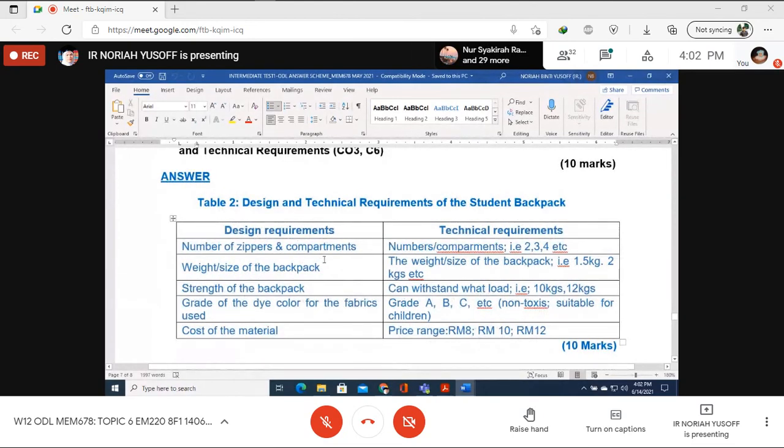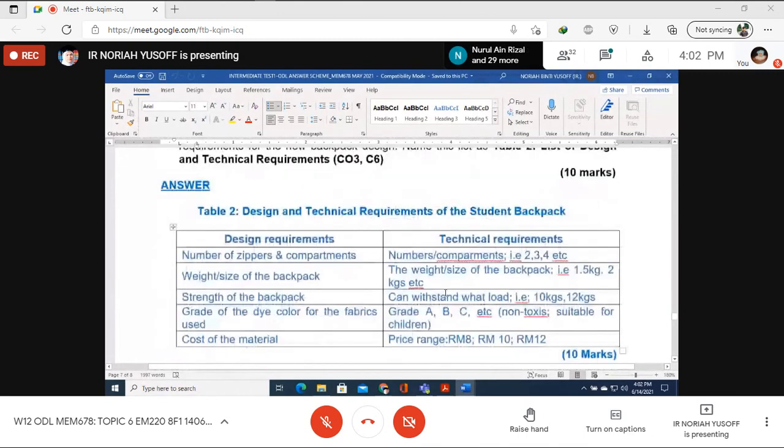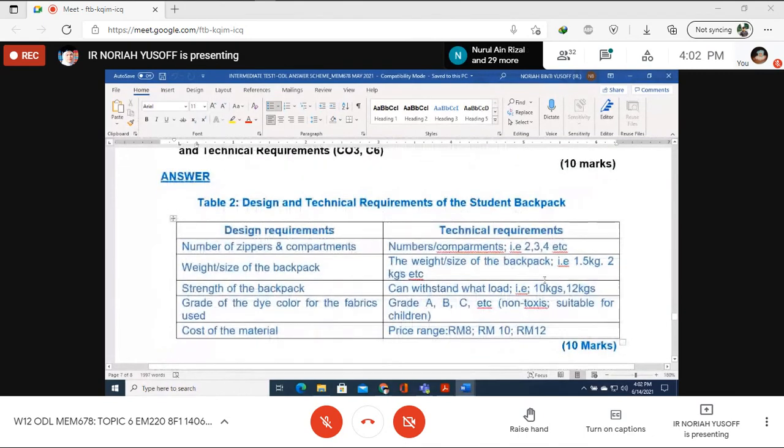So, katalah number of zippers compartment. Padahal saya dah letak sini. Design requirement number of zippers. So, what you should do, just letak je lah. Kalau number of zippers, katalah you kata ada 3 zippers, 2 compartments. Pun boleh, saya accept. So, weight ataupun size of the backpack. Some of you give the size. Betul. Some of you give the weight of the backpack tu. Ada yang letak 300 gram backpack tu. Ya Allah. 300 gram, you just imagine.